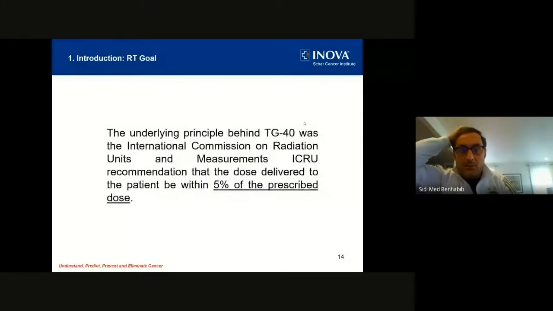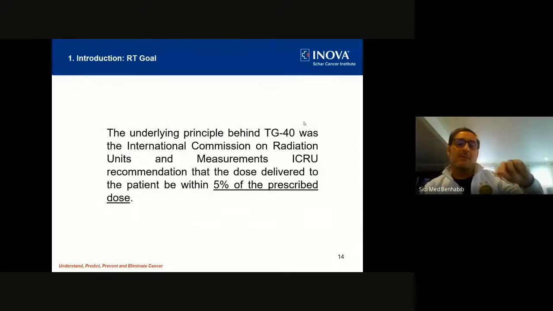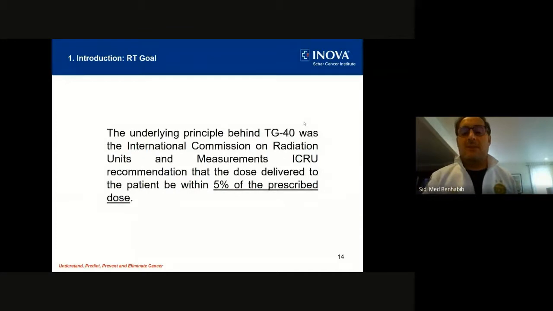So what is the overall goal? When we treat a patient with the radiation treatment, we want that the treatment we deliver to the patient dose-wise has to be within 5% of the prescription dose. This is our goal, and this is from the ICRU recommendations. So the end goal is that the treatment we deliver to the patient has to be within 5% of what we intend to give to the patient.